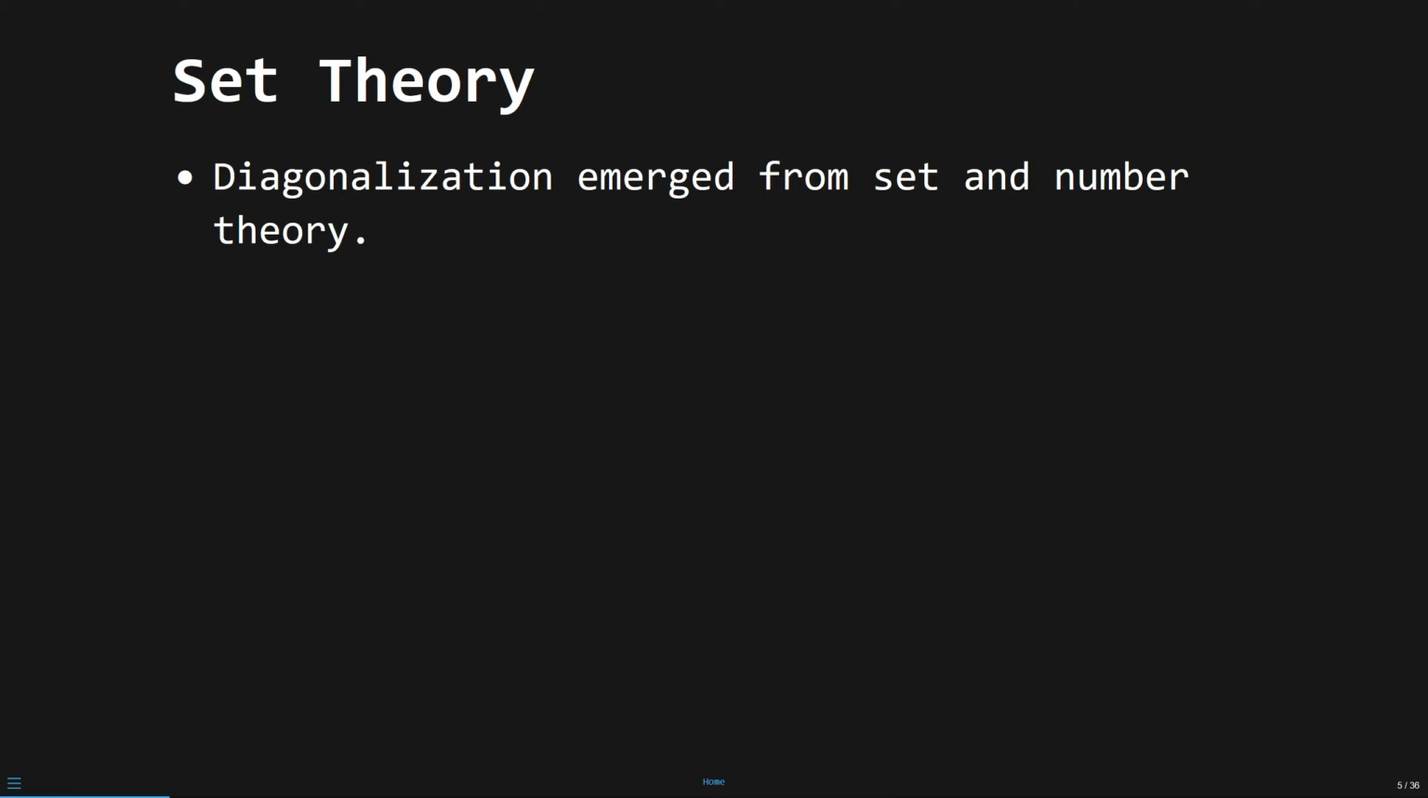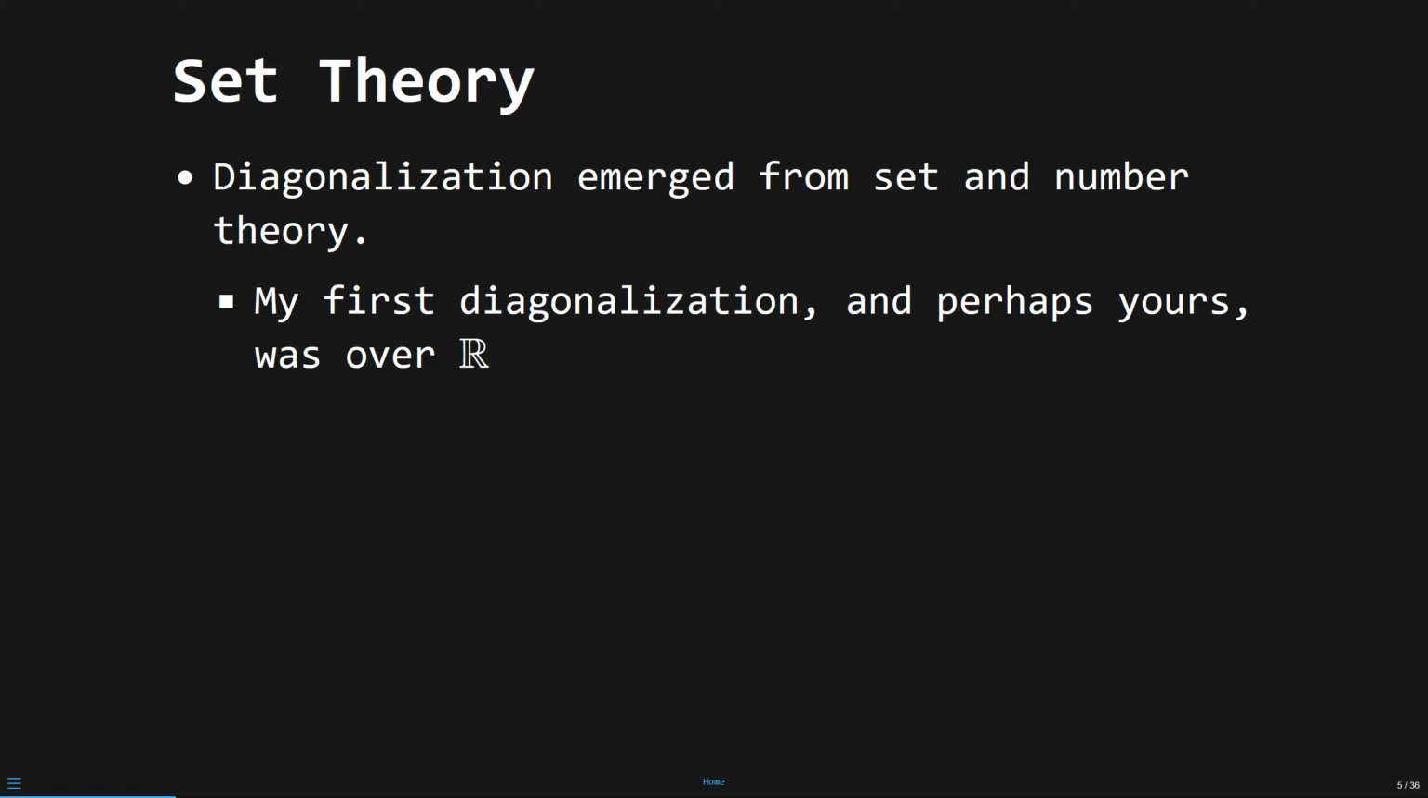Numbers and sets are closely related, right? You can construct the reals from sets. My first diagonalization I would have done probably in spring of 2012 in an undergraduate calculus class where we would have constructed the reals using sets, I think. That was an entry-level college mathematics class in a theoretical mathematics program. So that's about where this comes in.